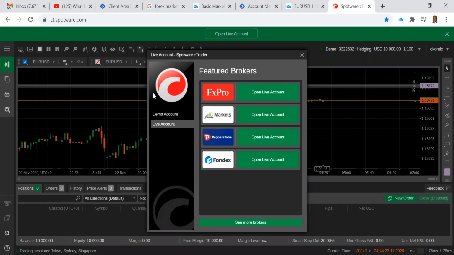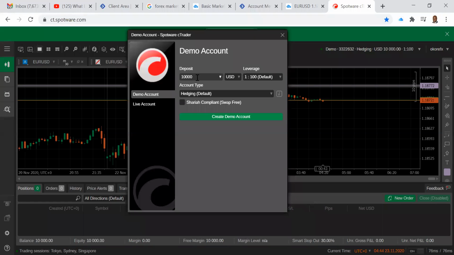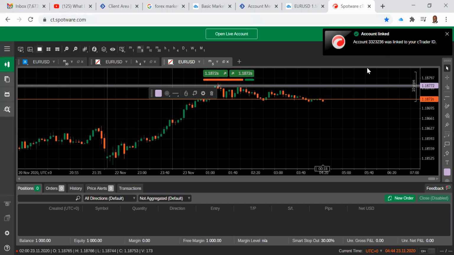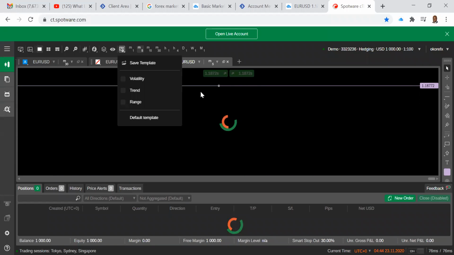You click on demo, and then you specify the amount you want to deposit in your account. In this case, I'm choosing 10,000. But I'm going to put you guys on a shorter leash and ask you to open an account for $1,000. The leverage will be 1 to 100 for now. Then you create a demo account, and immediately it creates it. It doesn't spoil any of your charts. Whatever charts you're working on, they will be like that.